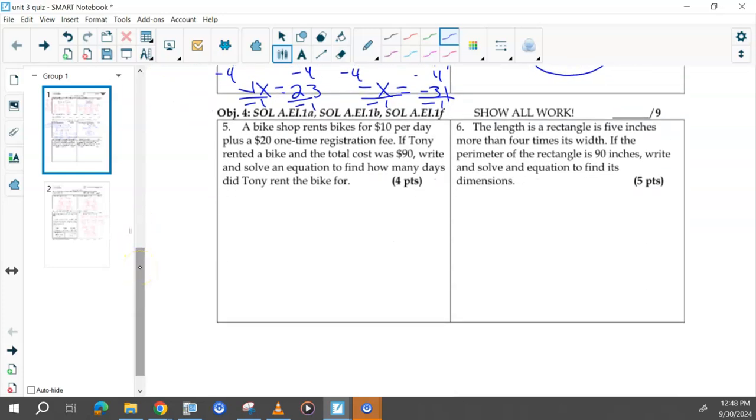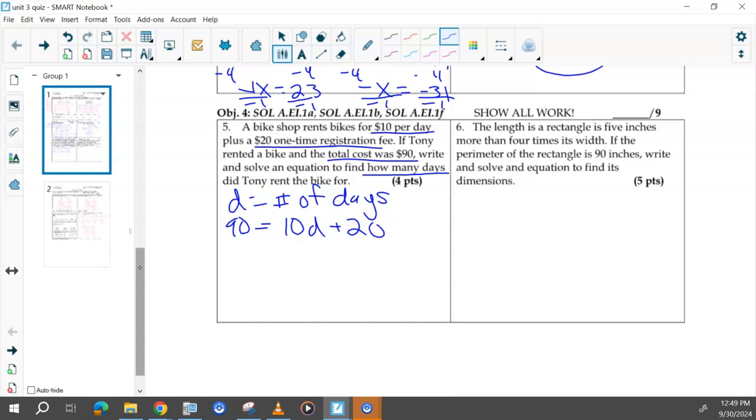Then our word problems. In this one, they rent it for $10 a day plus a $20 one-time fee. The total was 90. We have to write and solve an equation to find how many days. So the first thing, after you set up your equation, you should have done this, was define your variable. What are you looking for? And many of us miss that part. And then afterwards, set up your equation. So we know this is $10 per day. There's a $20 fee. The total was 90.